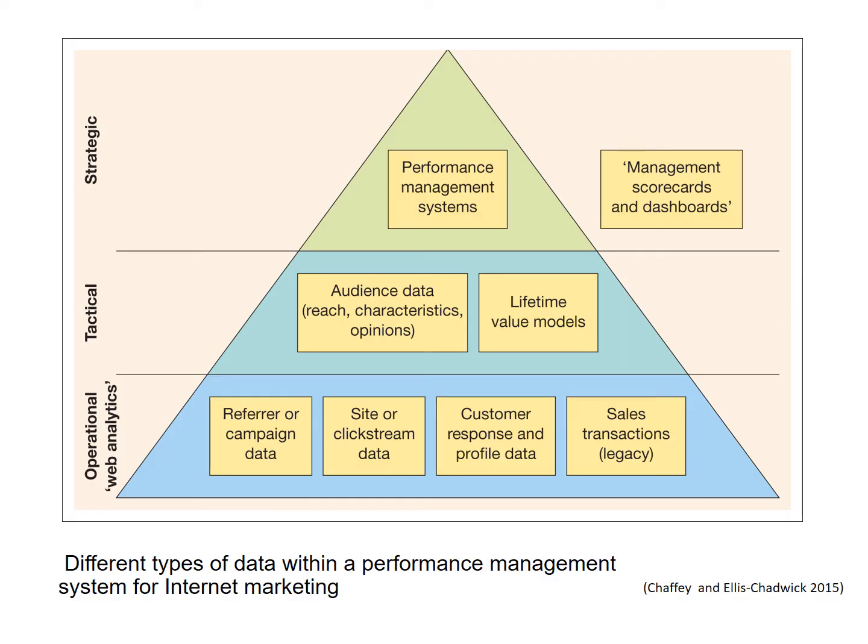Now here we have different types of data within a performance management system for internet marketing. At the operational level, at the bottom, we have the referral or campaign data, the site or clickstream data, customer response and profile data, and the sales transactions, legacy. On the tactical side, in the middle, we've got the audience data, the reach, characteristics, options, and lifetime value model. And at the strategic level, performance management systems, management scorecards and dashboards: exactly what is actually happening and what you actually want to achieve, where and with what.